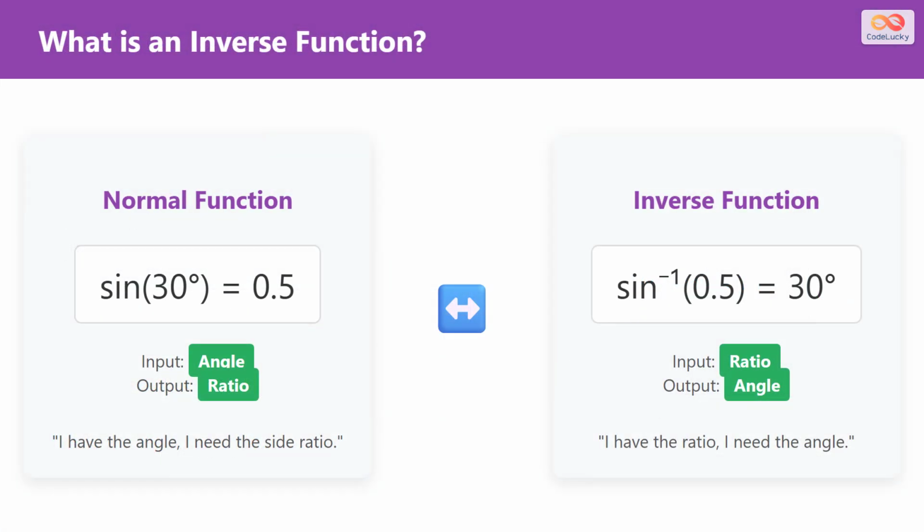Think of a function as a machine. If you feed it an angle, it gives you a side ratio. But what if you have the ratio and want the angle back? We need to reverse the machine. This is called an inverse function. It takes the ratio as input and gives you back the angle.